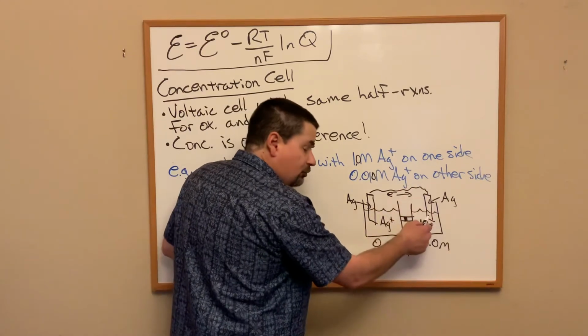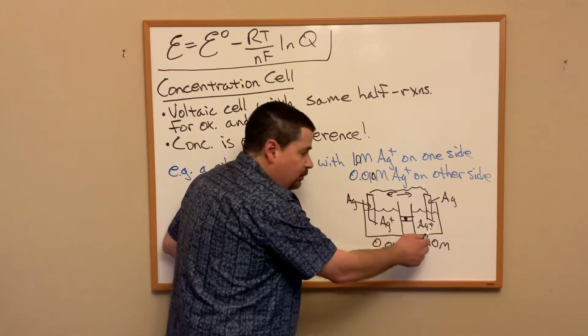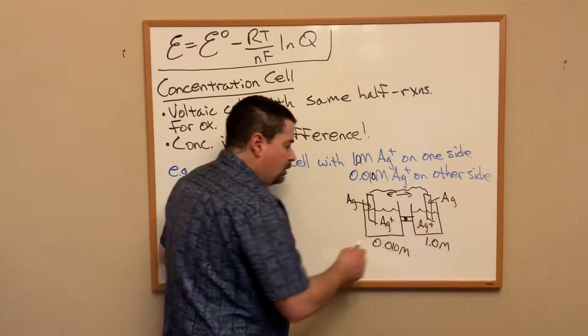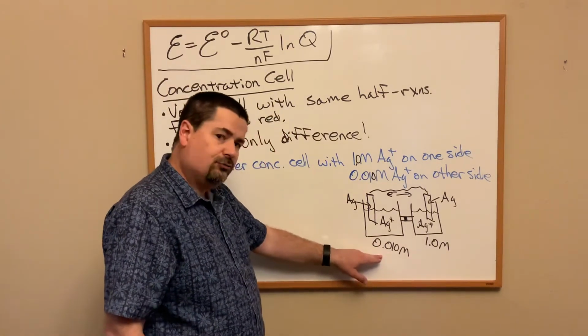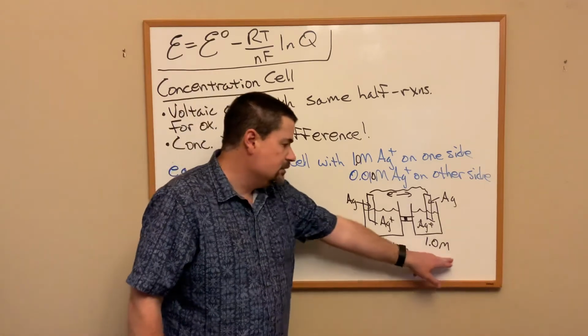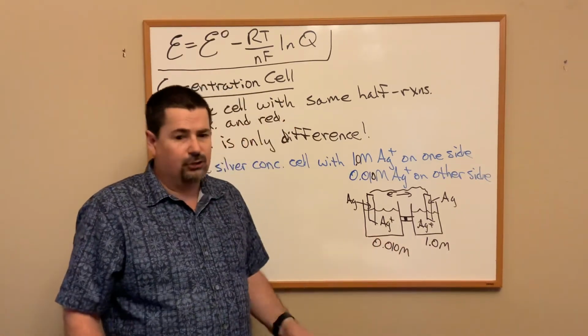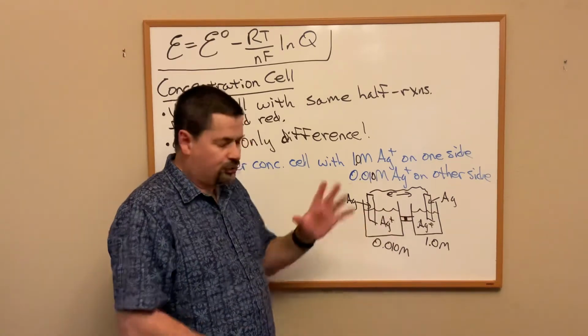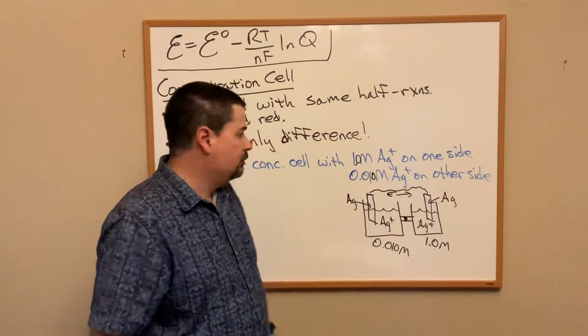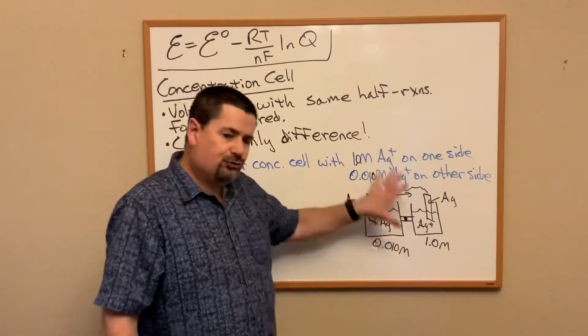And as they go to the silver strip on the right, the silver plus ions pick those up and become solid silver. And that's going to increase the concentration of silver plus on the left, decrease the concentration on the right until we get to some kind of equilibrium. And of course, we've got the porous disk there for the counter ions and stuff. But conceptually, this is what's going on.